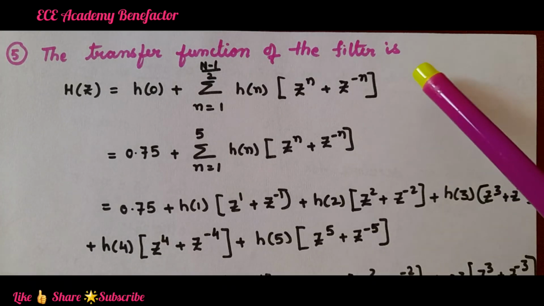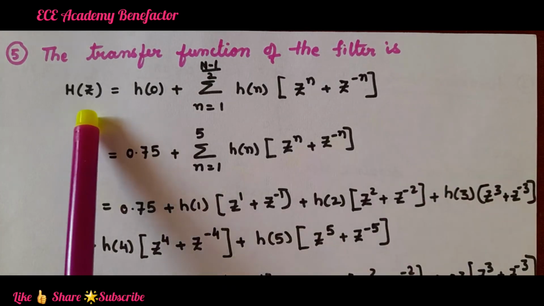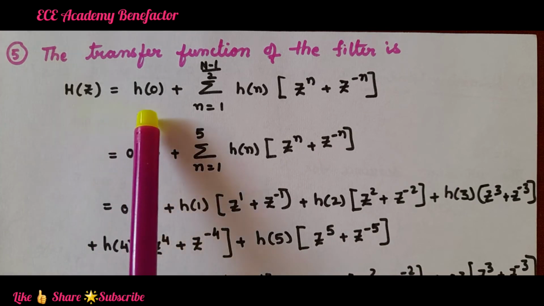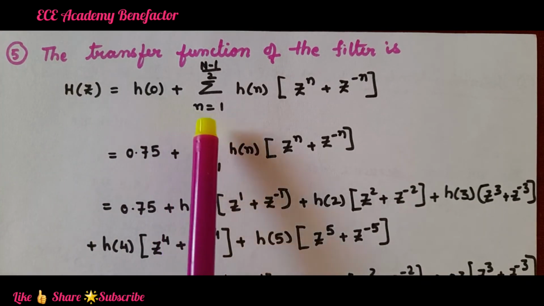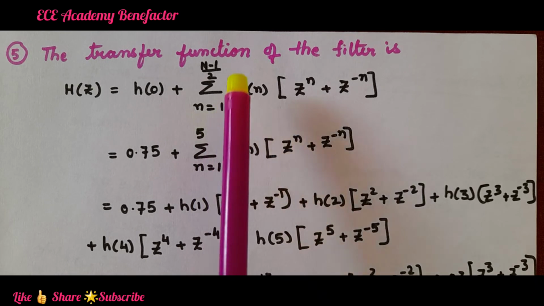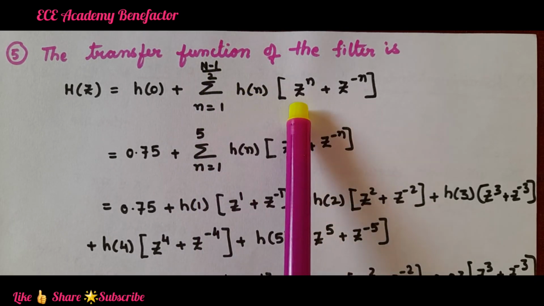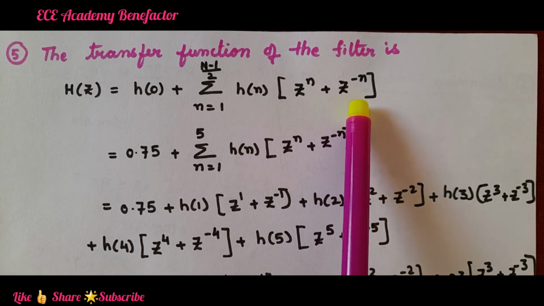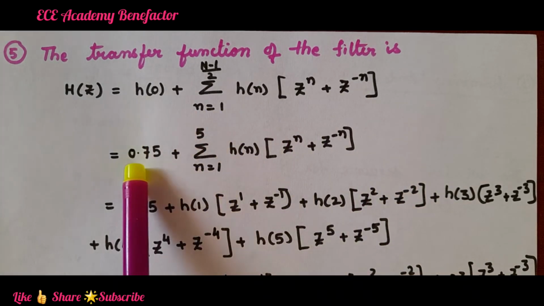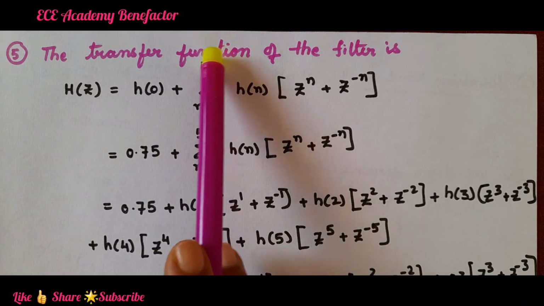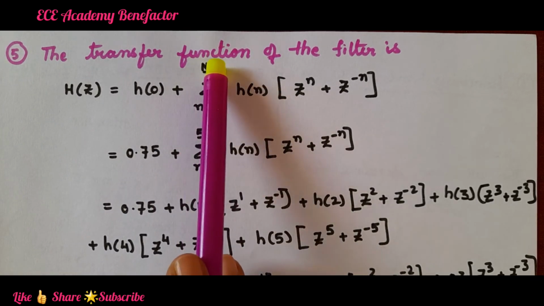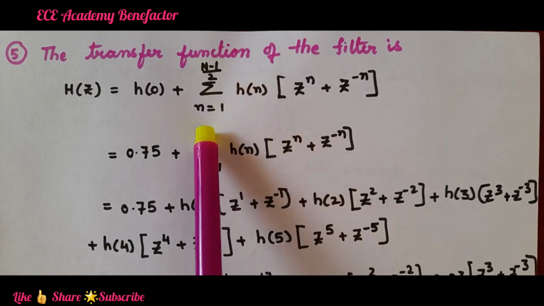The transfer function of the filter is H of z, given by the equation H of 0 plus summation small n is equal to 1 to capital N minus 1 by 2 H of n z to the power of n plus z to the power of minus n. H of 0 value we got it as 0.75. Capital N value is 11. 11 minus 1 by 2, 10 by 2 is 5.